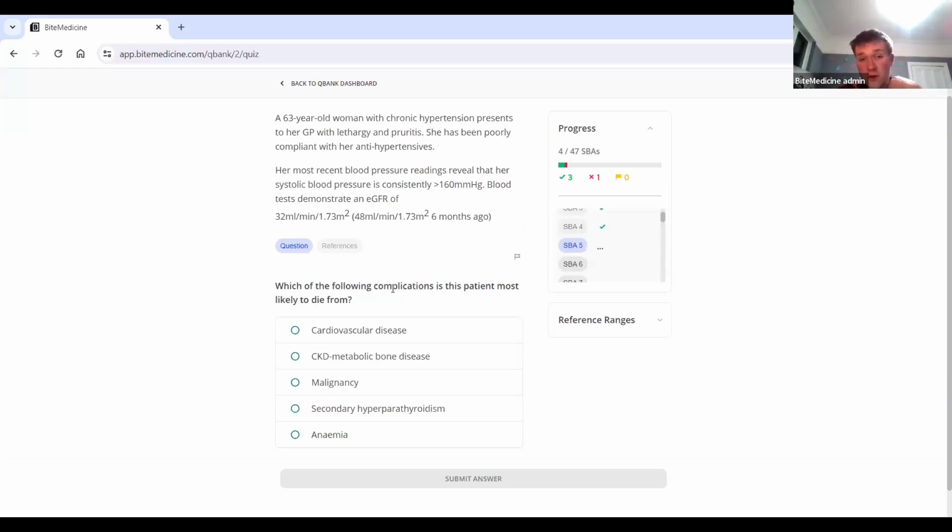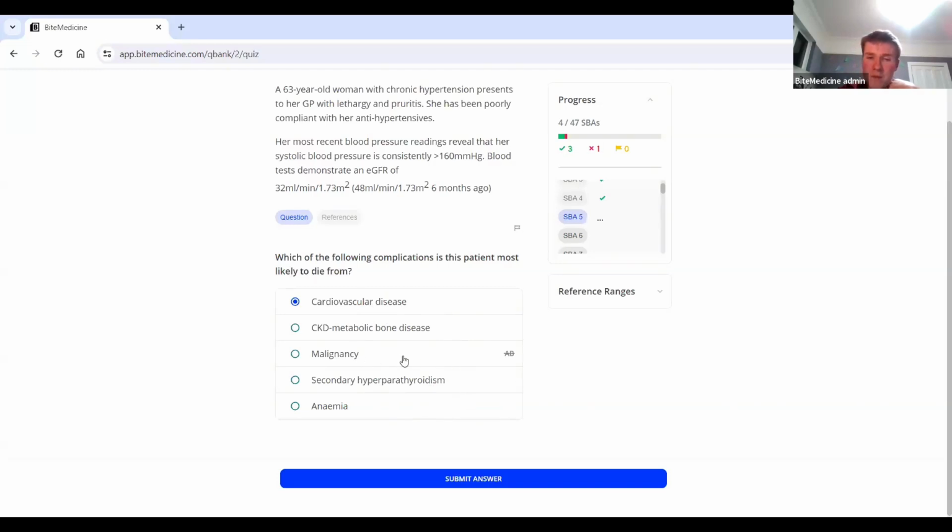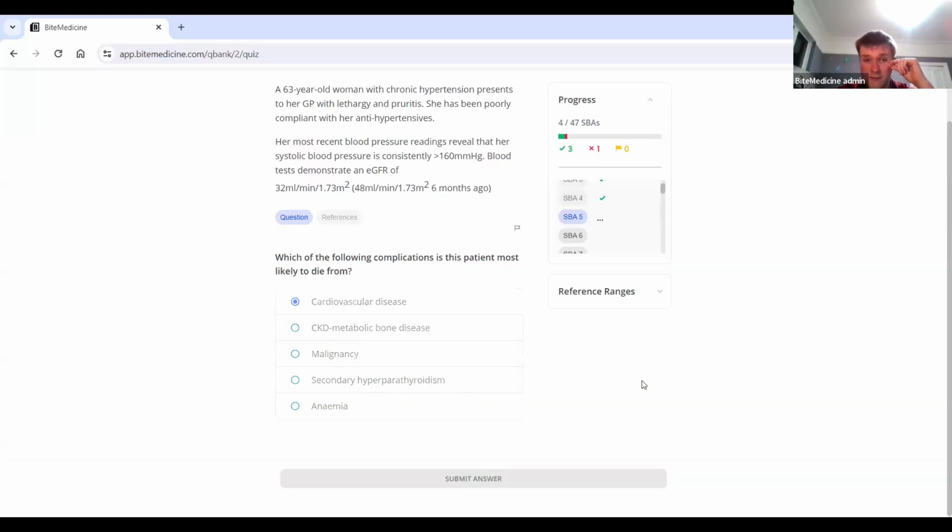Anyway, the question is, which of the following complications is patient most likely to die from? This should be a pretty barn-door one for you guys. These are all complications of end-stage renal disease. The malignancy here, I think, particularly is alluding to the fact that people with end-stage renal disease often get transplants, and those on immunosuppression have an increased risk of malignancy. But I think actually just by definition, they are, even without a transplant, they're at increased risk. But the answer here is cardiovascular disease.